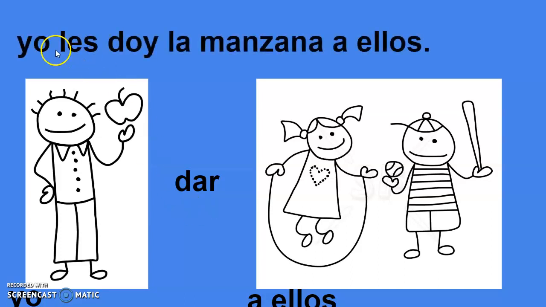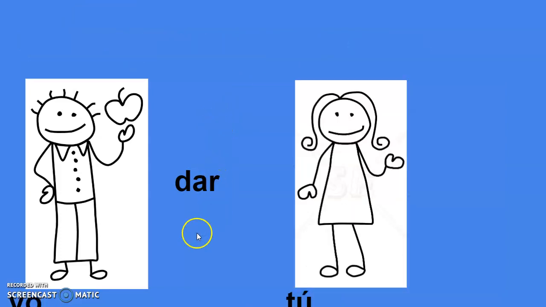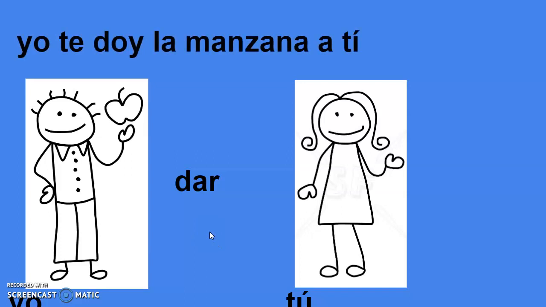And we have yo les doy la manzana. I give them the apple. Okay. So muy bien. Another one. Now I'm going to give it to you. This is like the title of the florist shop. Yo te doy la manzana a ti. Muy bien. I bet you already got that.